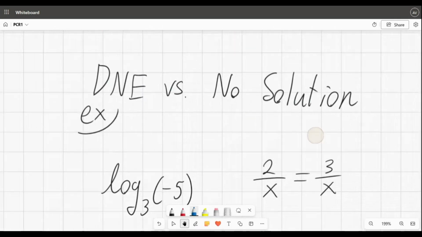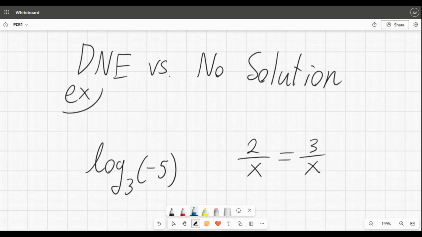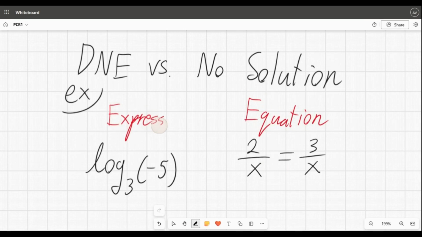DNE versus no solution. So what happens when you come across issues like dividing by 0, or negative arguments in the log? When do you use DNE, which stands for does not exist, and when do you use no solution? And the difference really comes down to whether there's an equal sign. So is it an equation, or is it an expression?